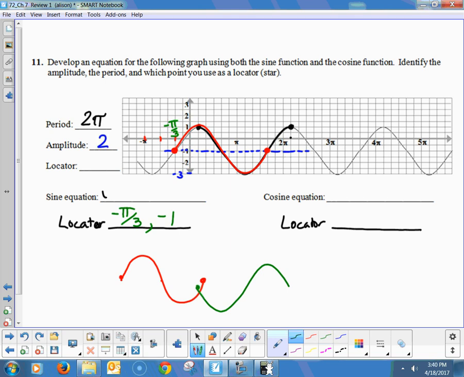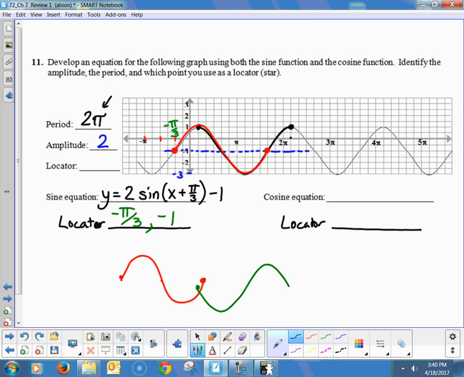And now I'm ready to write an equation. Sine wave would be y equals a sine of b, and we'd have a b value of 1 because the period is 2 pi, x minus h, so plus pi over 3, plus k, minus 1.